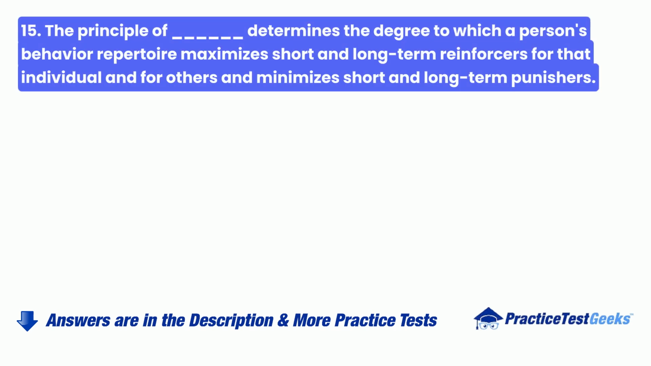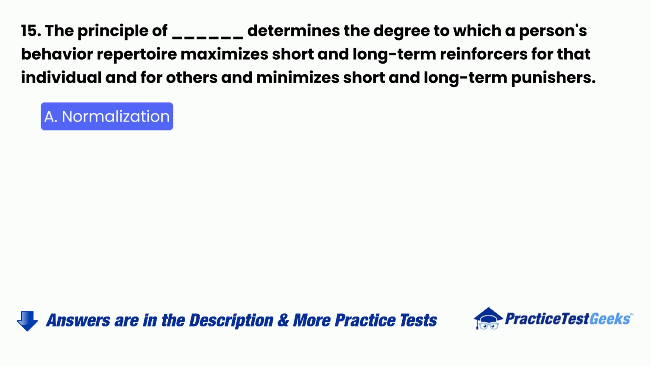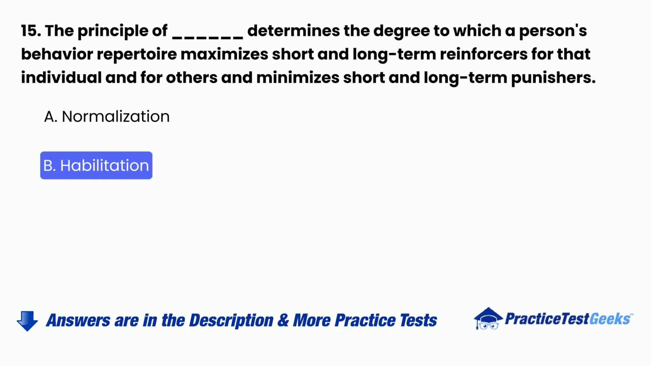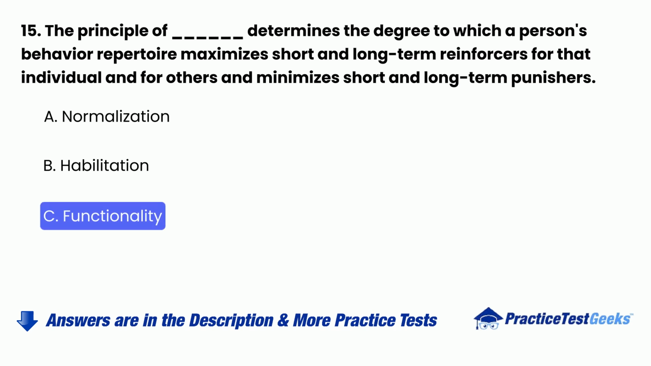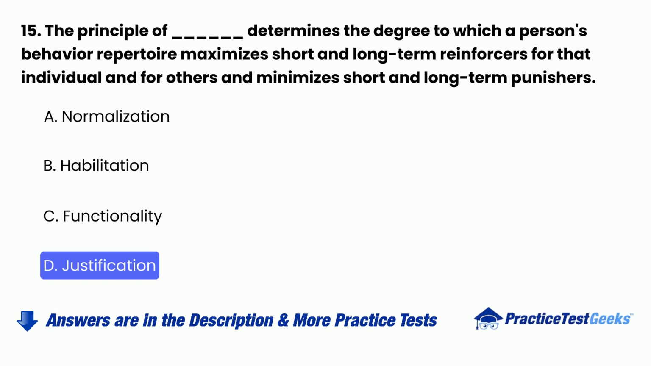The principle of ___ determines the degree to which a person's behavior repertoire maximizes short and long-term reinforcers for that individual and for others and minimizes short and long-term punishers. A. Normalization. B. Habilitation. C. Functionality. D. Justification.